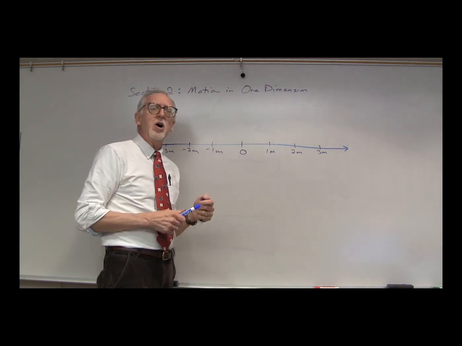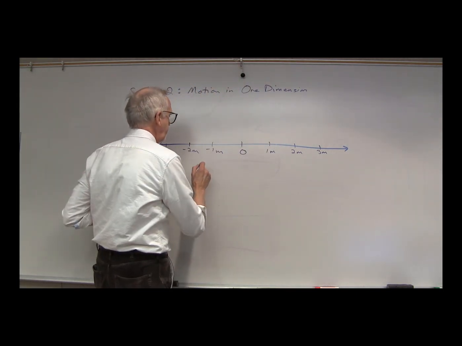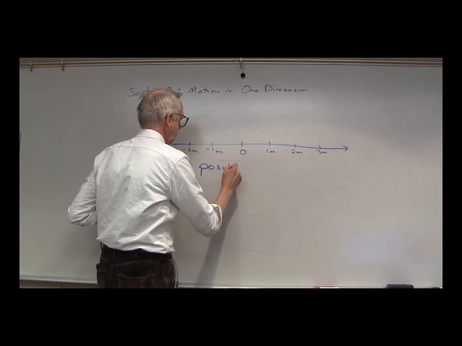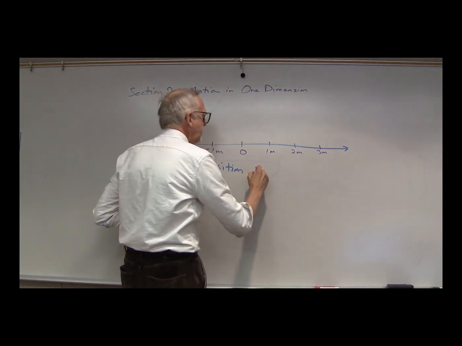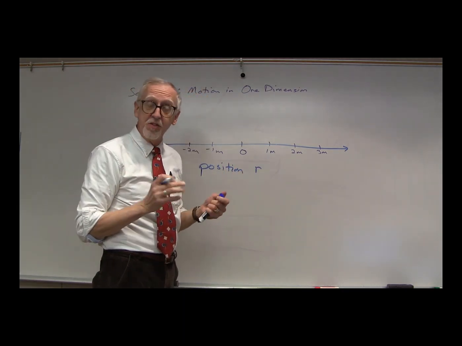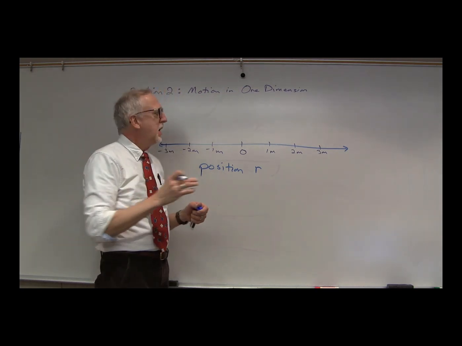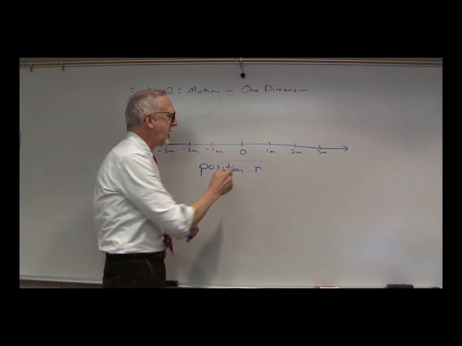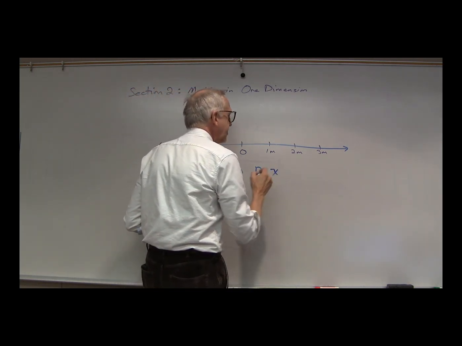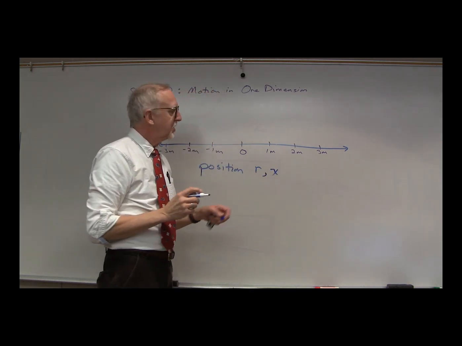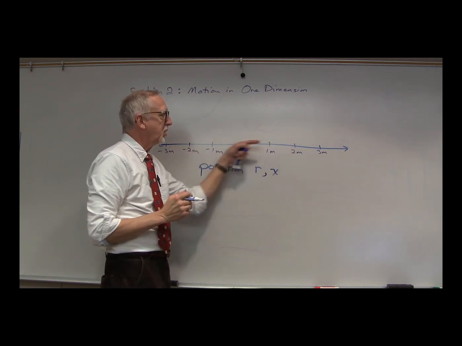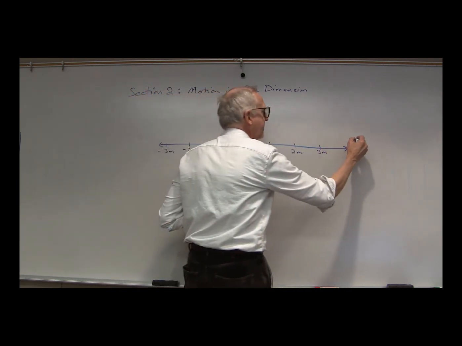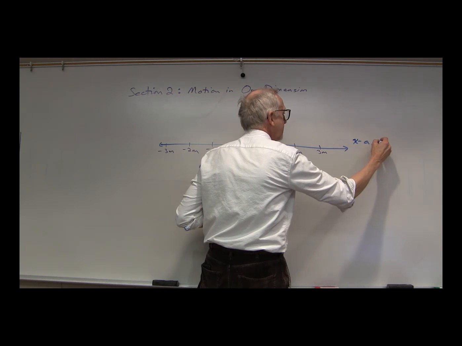When we usually talk about position, we usually use the coordinate or the variable r. With one dimension, that's a very simple thing to do, so rather than just r, I'm going to use the coordinate x. So I'm going to define our coordinates on this axis. I'm going to call this our x-axis.